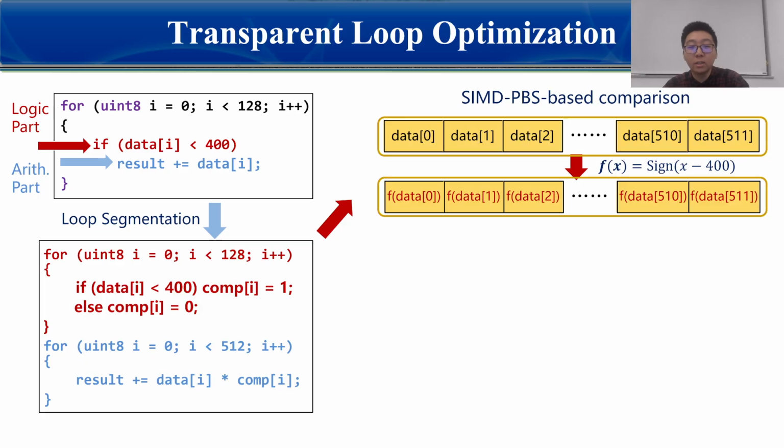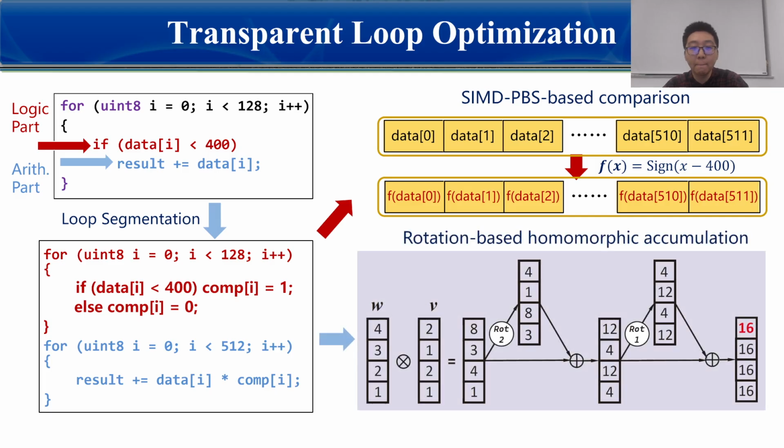For the logic circuit loop, which involves purely comparison operations, we introduced the CMD programmable bootstrapping technique to enable batch comparison. For the arithmetic circuit loop, it can be transformed into a classic rotation-based accumulation procedure. Through loop segmentation, CLOI achieves vectorized transformation of the loop body.